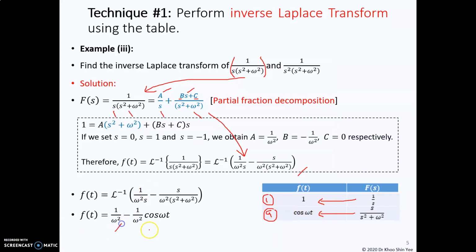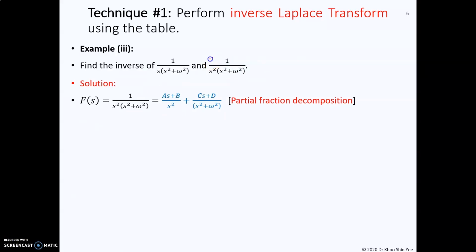So with that you obtain this answer, where you multiply 1 over x with 1 over omega squared. So 1 over x, when you take the inversion, you get 1. Then you have negative 1 over omega squared multiplied with x over x squared plus omega squared. The second term, when you take the inversion, you get cos omega t multiplied with your constant here. So this is your final answer. A similar method can be used to solve the second problem.